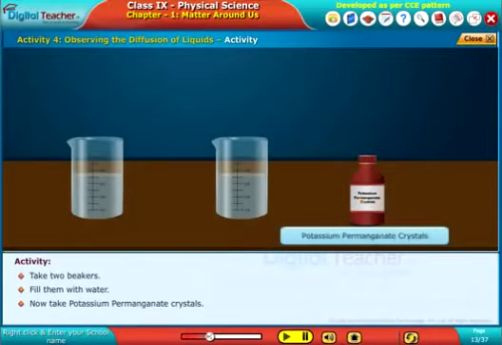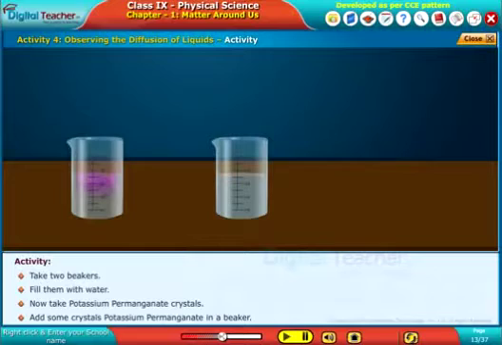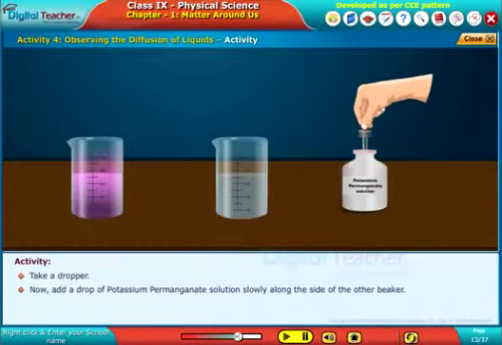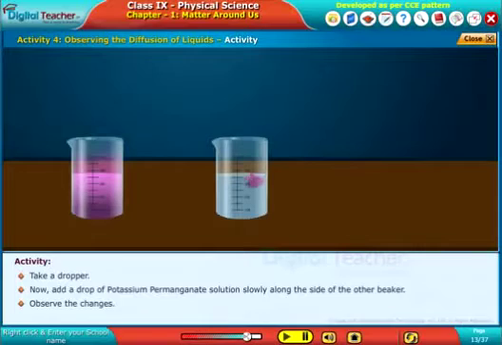Now take potassium permanganate. Add some crystals of potassium permanganate in a beaker. Take a dropper. Now add a drop of potassium permanganate solution slowly along the side of the other beaker. Observe the changes.